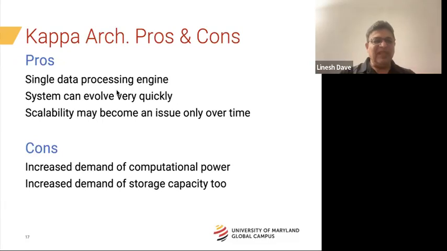Okay. There's increased demand of storage capacity too, right? Because everything is processed through the real-time channel, you could have more storage capacity needed over time. So that's another limitation of the Kappa architecture.